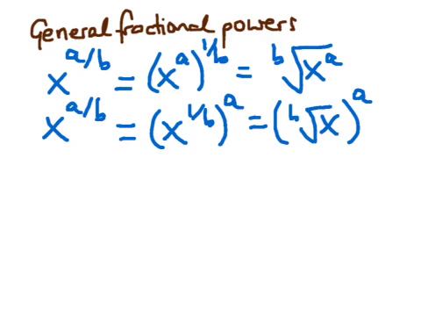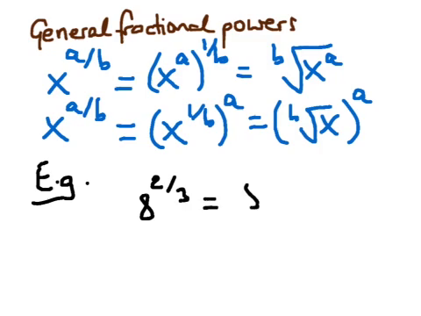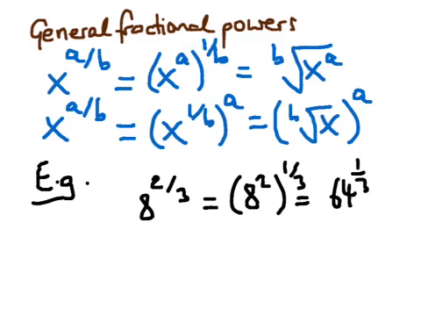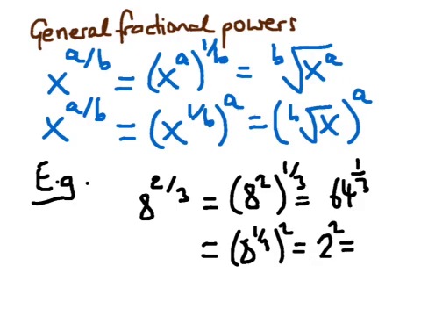So, for example, if I was to say what is 8 to the 2/3, I could write that as 8 squared to the power of 1/3, which is the cube root of 64, which is perhaps not immediately obvious. Or I could say that this is 8 to the 1/3 squared, and 8 to the 1/3 squared is 2 squared, and 2 squared is 4, which is of course the cube root of 64 as well.